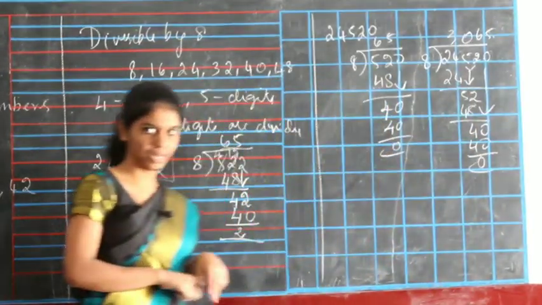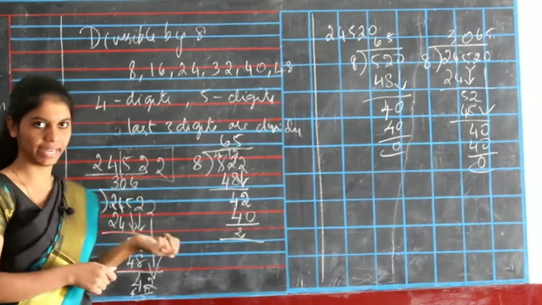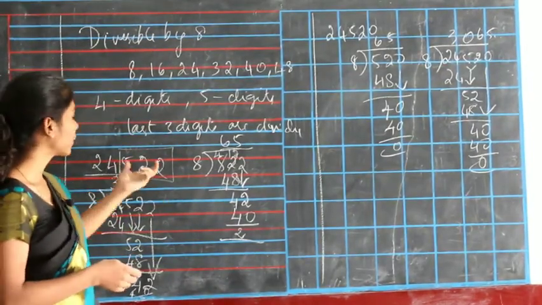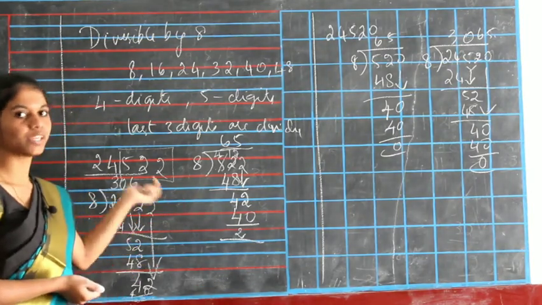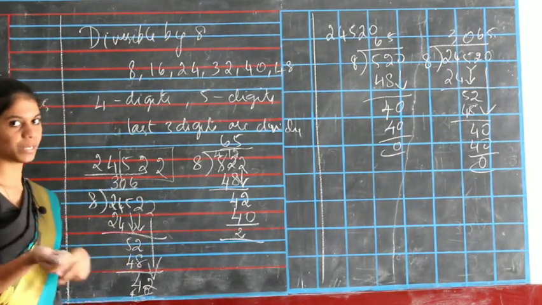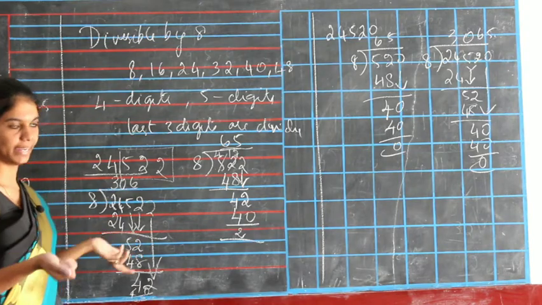So in order to check whether a number is divisible by 8 or not, we have to look into the last 3 digits. If they are divided by 8, then the whole number can be divided by 8, otherwise the number cannot be divided by 8.